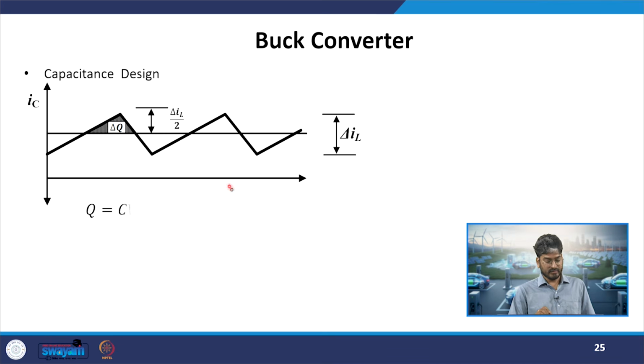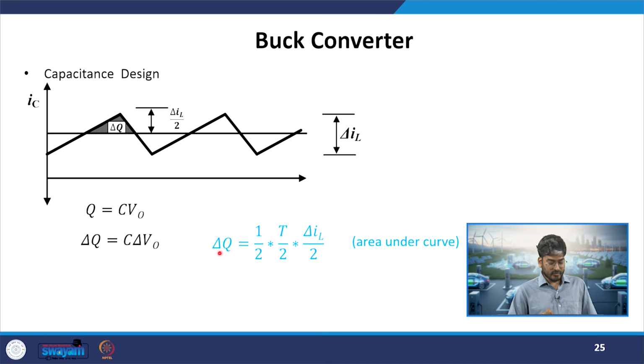We know that Q equals CV for any capacitor. So, for the amount of charge, I replace Q by delta Q, and V can be replaced by delta V naught. The delta V naught is my performance parameter. It will be specified by the customer, that is, 5%, 10% ripple is required. From that I can find the allowable delta Q value, such that the capacitor value can be calculated.